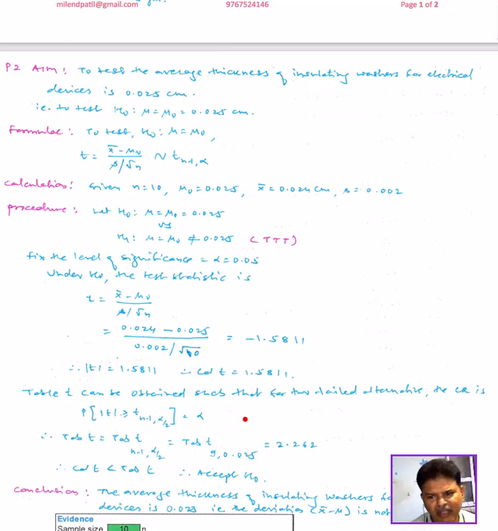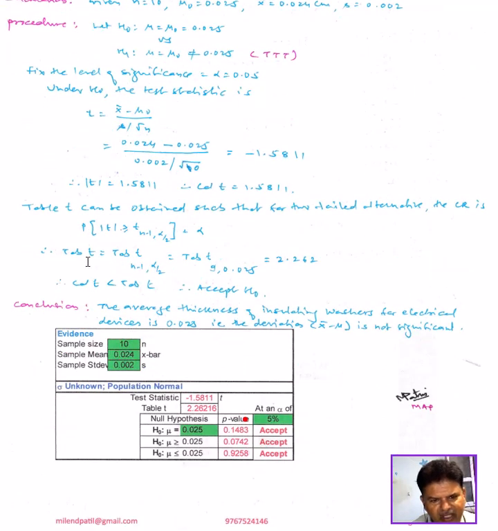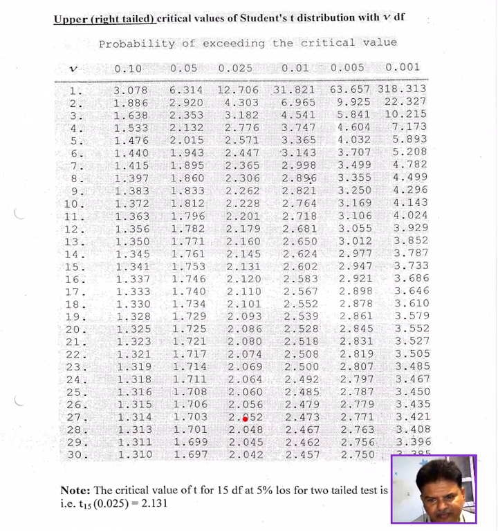And what is the table value? The table value is table T equal to t(n-1, alpha/2). Here n minus 1 is 9 since there are 10 observations, and the level of significance is 0.025, and this value is 2.262. If you see this, this is 9, and the value 0.025 is here. See, this is the value 0.025, and the value at the intersection is 2.262. So I am just locating this value.